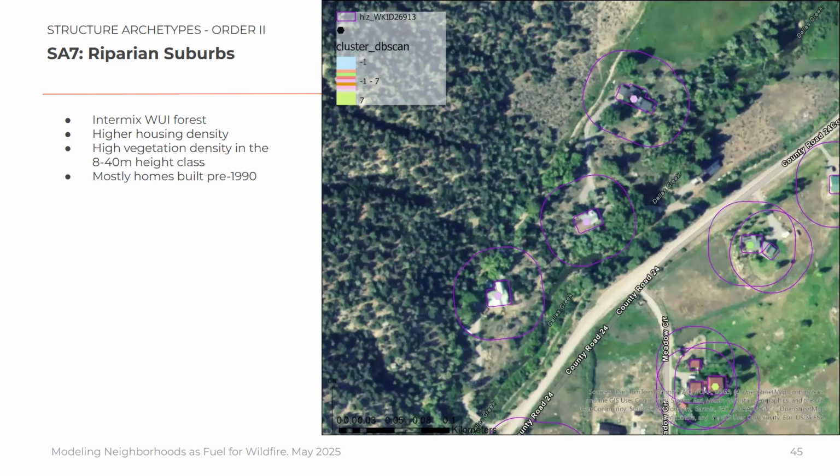And structure archetype 7 is riparian suburbs. These are homes that occur along creeks, and the way that this was classified is because in Uray County, the tallest trees are cottonwoods. And so this had high vegetation density in that 8 to 40 meter height class. And these are older homes with higher housing density.